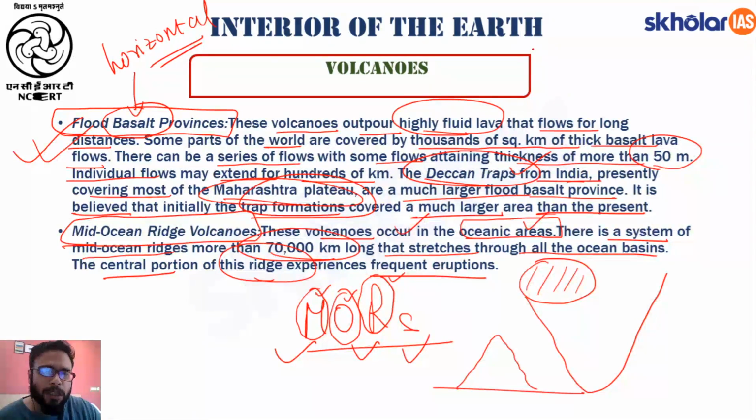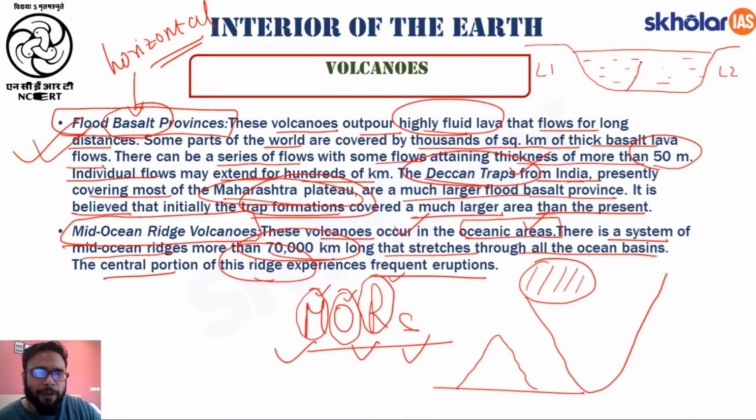Okay, now suppose this is a landmass. Now here we have a water body, right? Suppose this is landmass 1, this is landmass 2, and in between we have the ocean, right? So in the middle portion of the ocean, what will we find? We will find mid-oceanic ridges which extend along the whole length of the ocean basin, right?